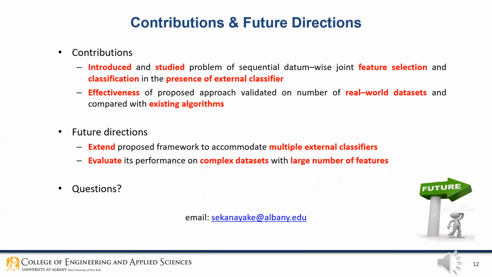In summary, we introduced and studied the problem of sequential datum-wise joint feature selection and classification in the presence of an external classifier. Further, the effectiveness of the proposed approach is validated on a number of real-world datasets in comparison with existing algorithms. In future, we plan to extend the proposed framework to accommodate multiple external classifiers and evaluate its performance on complex datasets with a large number of features.